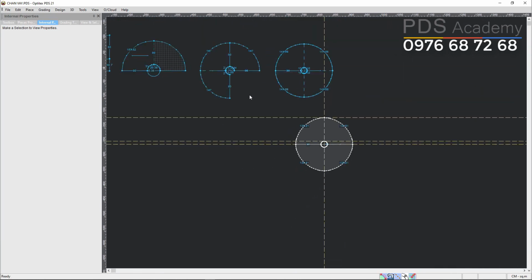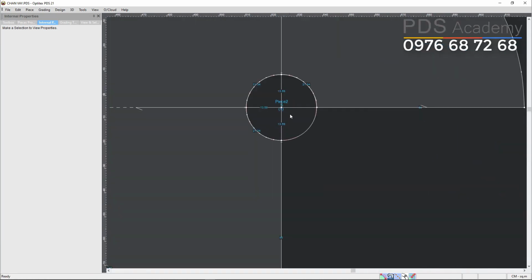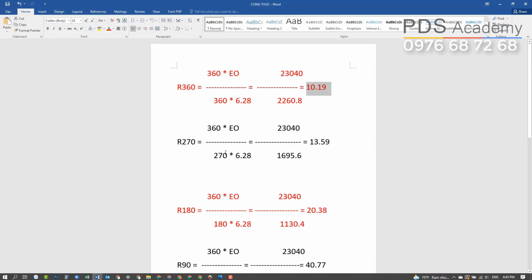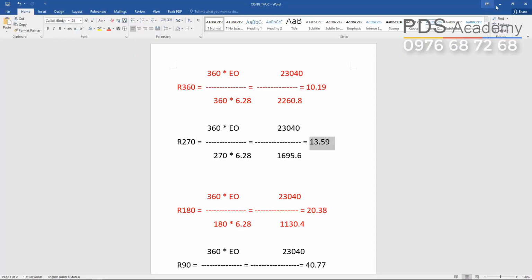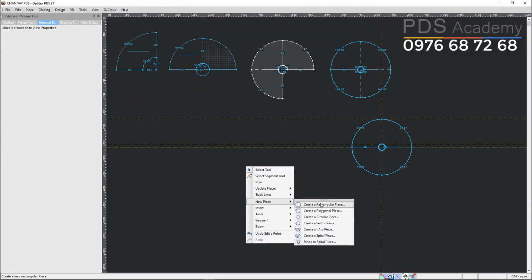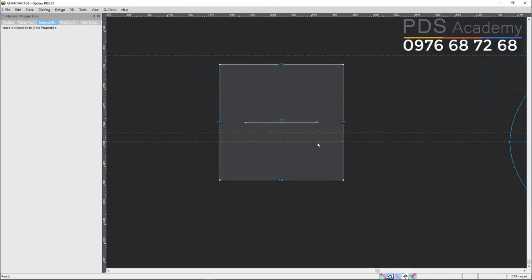Let me give you a clear example with a 270-degree skirt. Right here, I have already calculated the circumference. Look here, this is the exact formula I use. For 270 degrees, it's 13.59. So now, with 13.59, I'll create another square. I'm creating another square. Here, this one is for 270 degrees. Do you see that over there?